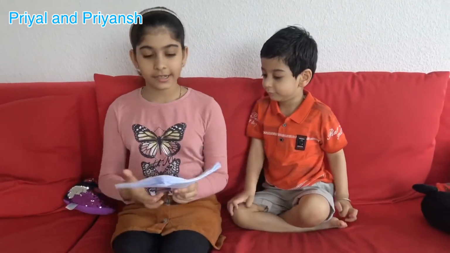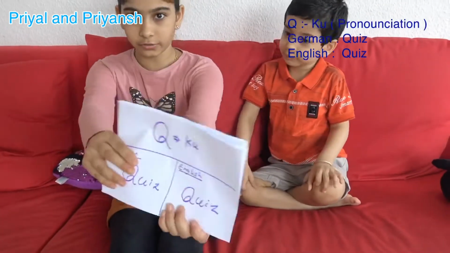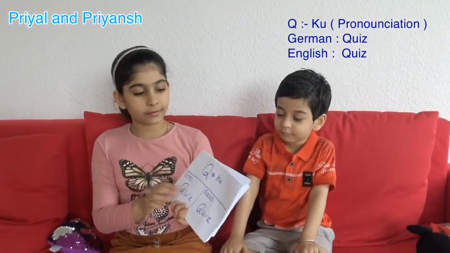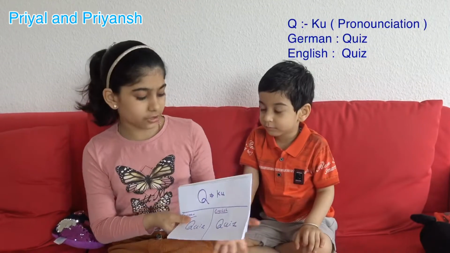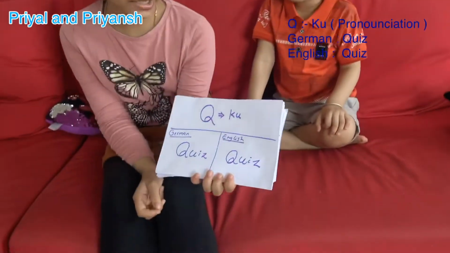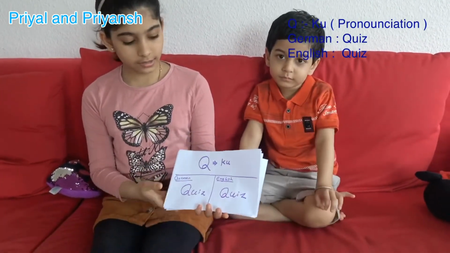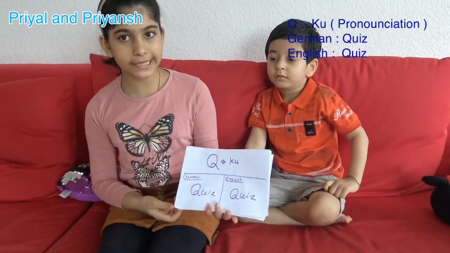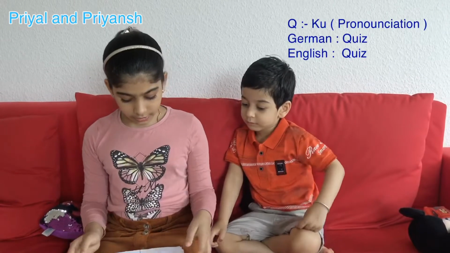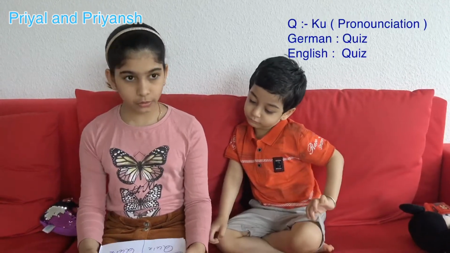Now it's Q. Next we have Q. But the pronunciation is different. In German, it's coo. In German, it's Quiz, and in English, it's quiz. Priyansh, can you say coo? Coo. And can you say Quiz? Quiz. Good.